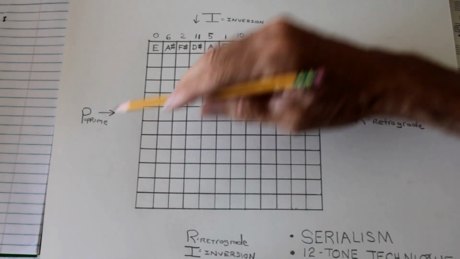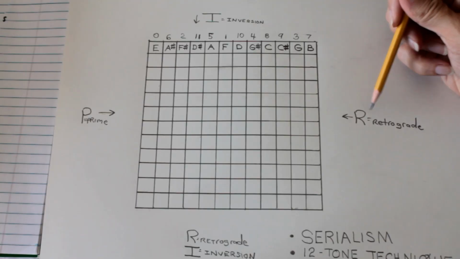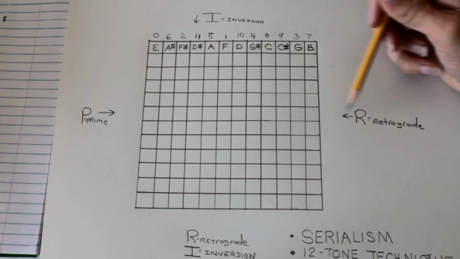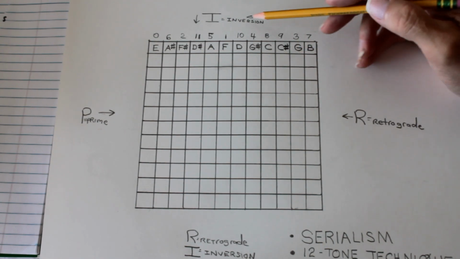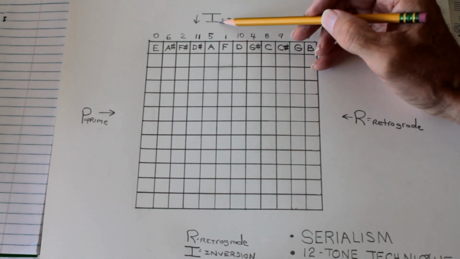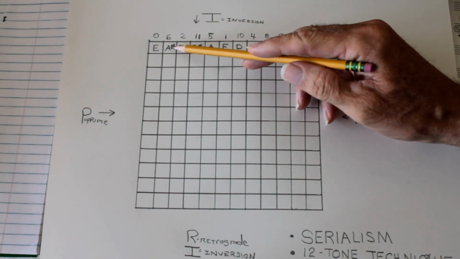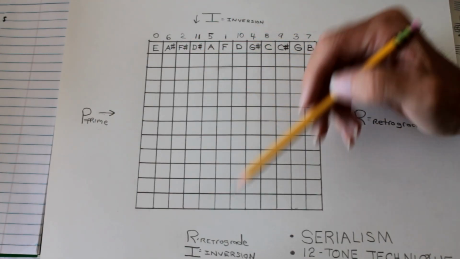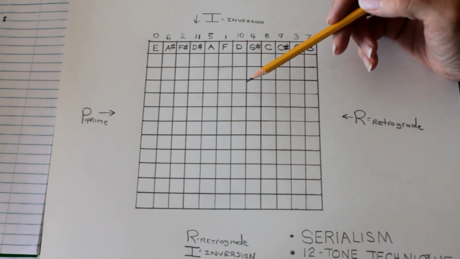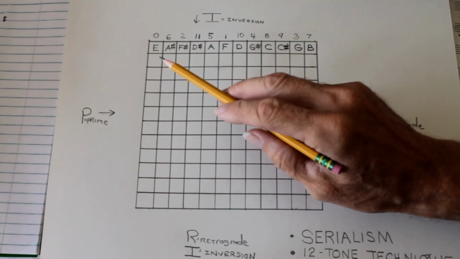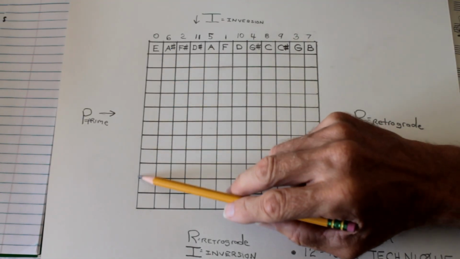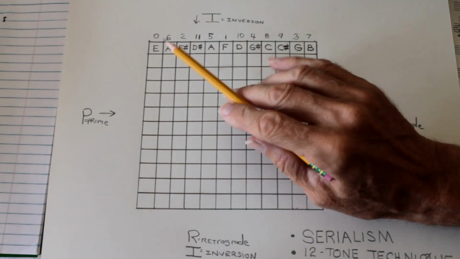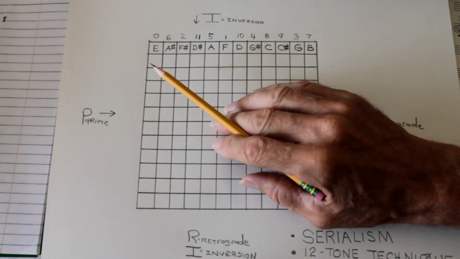Okay, it's called prime, and when we reverse that prime row, it's called retrograde, so we can play it backwards. And then we have to figure out the inversion of this row, and then if we play that inversion backwards, we have retrograde inversion. So how do we figure out what these pitches are going to be? Okay, everything has to equal 12.